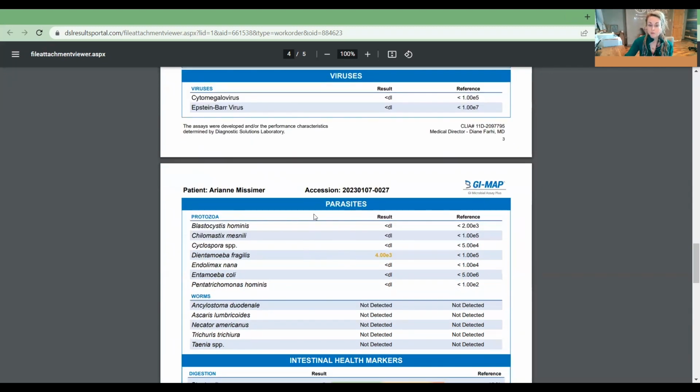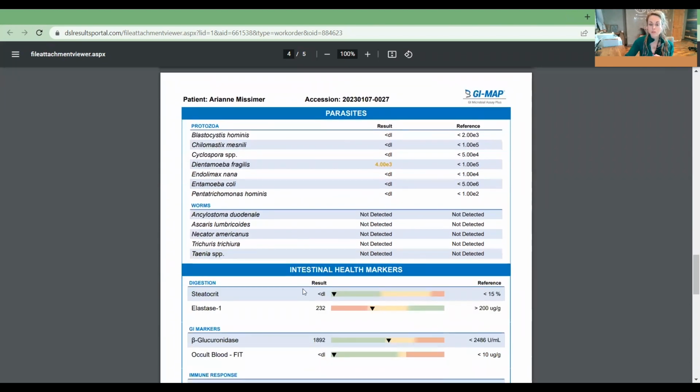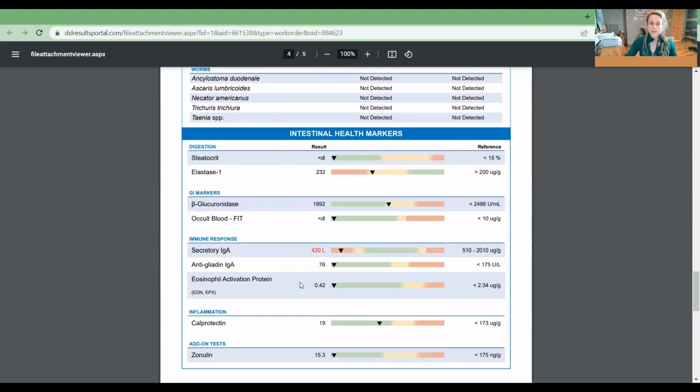So here we have more parasites, and you can see there's also another parasite here that was detected. So now we know that we're putting these kind of high in that priority list. We're also looking at worms as well, which can be detected. And then when you get down to the intestinal health markers, this is a really important area to look at.